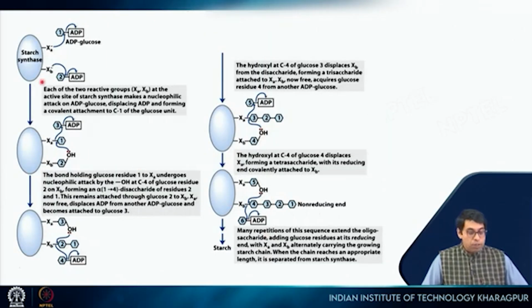The synthesis of this sugar molecule is done by the enzyme starch synthase, and it turns out that it has two sites where the reaction happens, and the sugar molecule is activated as ADP-glucose. So this is your glucose, a 6-carbon sugar, and to it ADP is added, which is a very good leaving group, right? Each of the two reactive groups, XA and XB, at the site of the starch synthase makes a nucleophilic attack on the ADP-glucose. So it displaces the ADP, forming a covalent attachment to the C1 of the glucose subunit.